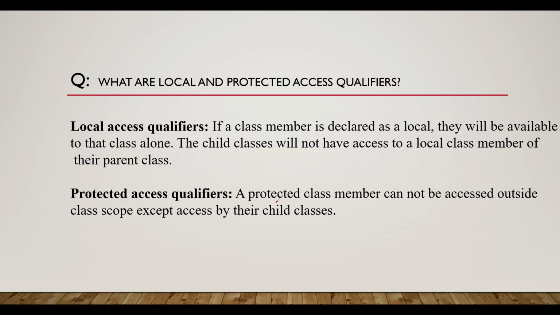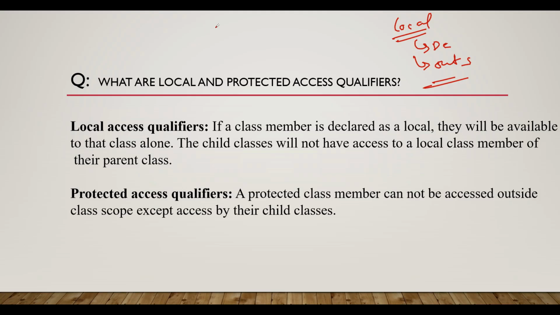Now let's see the another one. So what are the local and protected access qualifiers? See, this is very simple. Whenever you are making your property and method local, you are not able to access it through your derived class as well as from outside. So whenever you are making a method, property or class member local, you are not able to access it from its derived class as well as from outside. You can access it within the class only.